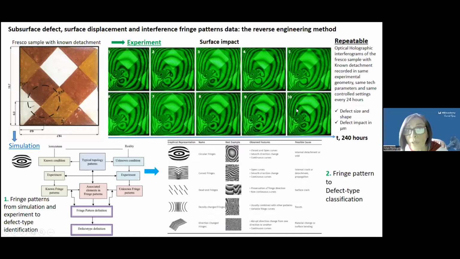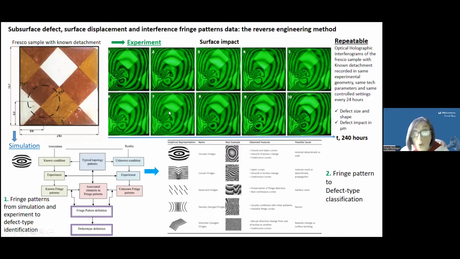This is an example that I put here to show you the power of repeatability that this technique has for us. These are 10 interferograms taken every 24 hours. You can see the repeatability in the fringe pattern. And also you can see these very, very tiny small changes in the fringe pattern, which allows us to conclude that this is not a copy-paste, this is a completely different pattern.